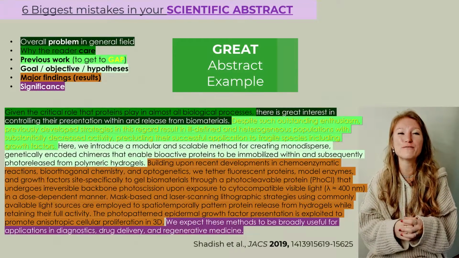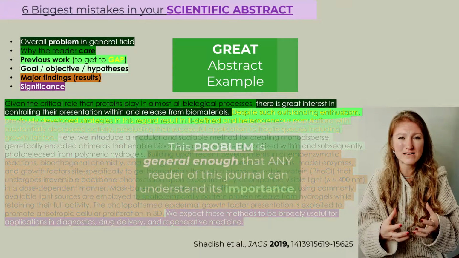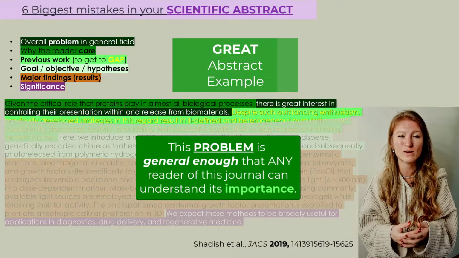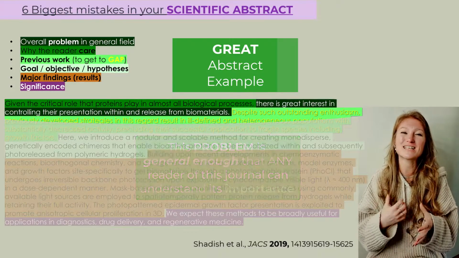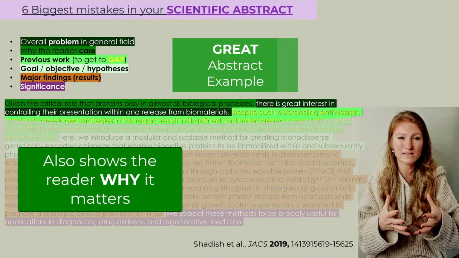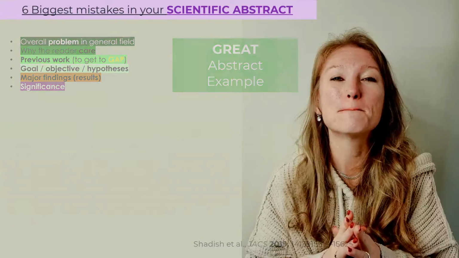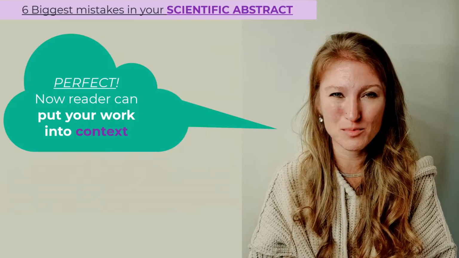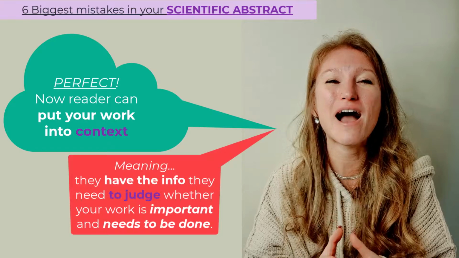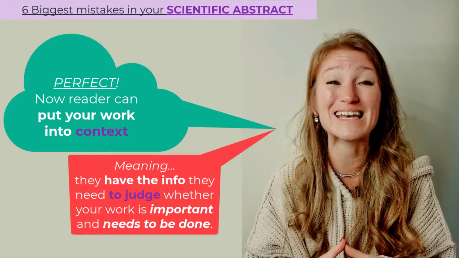Notice that the very first sentence here provides the reader with a problem general enough that any reader of this journal is going to be able to understand it and relate to it. And it doesn't stop there because it gives the reader a little bit of reasoning and rationale as to why this problem is relatable to them or something that they should understand or care about. Perfect. Now your reader knows how to place your work in context. Or, in other words, they have the information they need to judge whether or not your work is important and something that needs to be done.